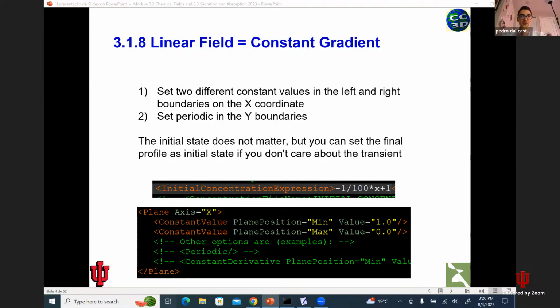And then in your boundary conditions, you set your x boundary conditions to constant value from 1 to 0. Okay, 1 in the left boundary, which is the minimum.